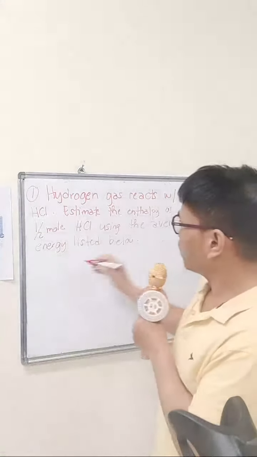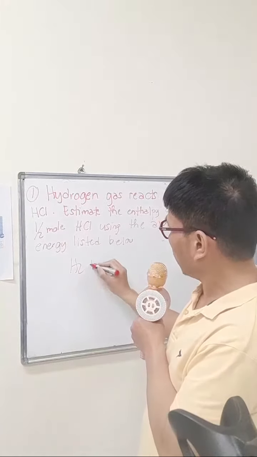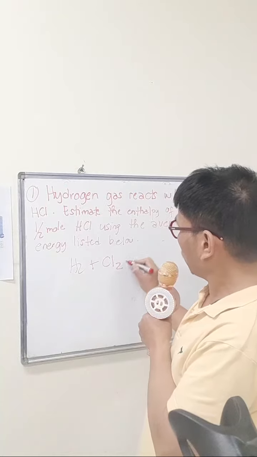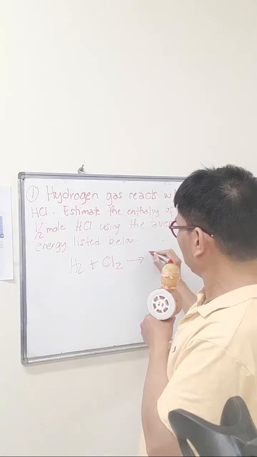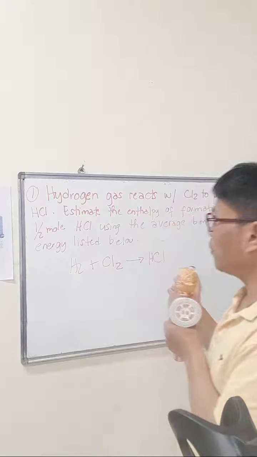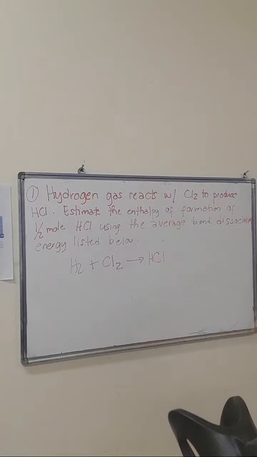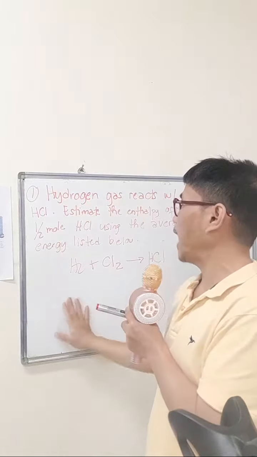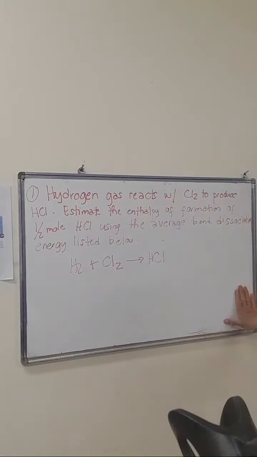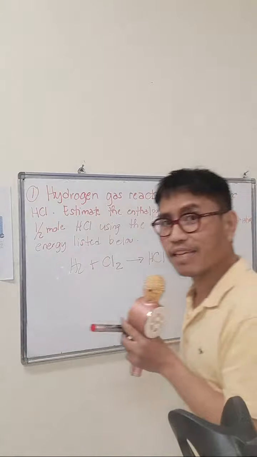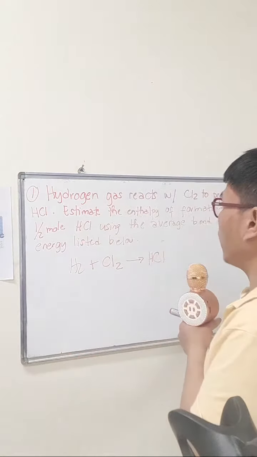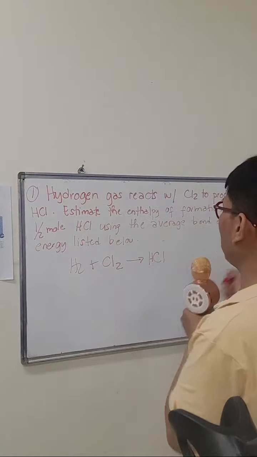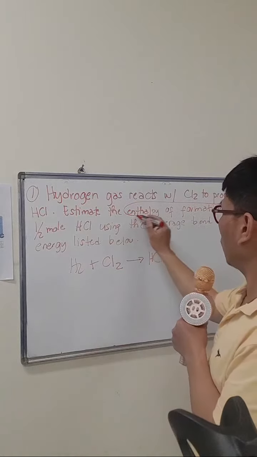Okay, hydrogen gas H2 plus Cl2 is equals to HCl. Okay? Is this a reversible chemical reaction or spontaneous chemical reaction or whatever? How can we describe this reaction? Okay, so we need to solve first the enthalpy change of formation in order to identify what kind of reaction this is, right? Okay, estimate the enthalpy of formations. This is our first clue.